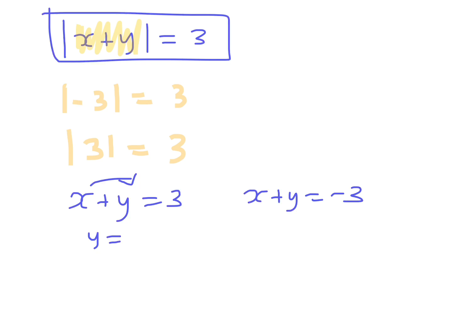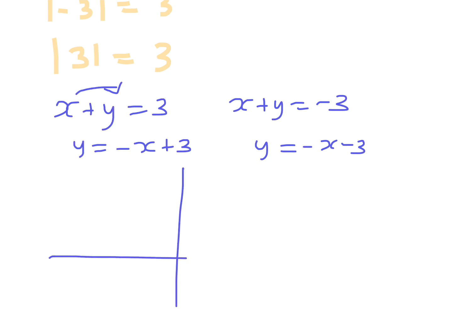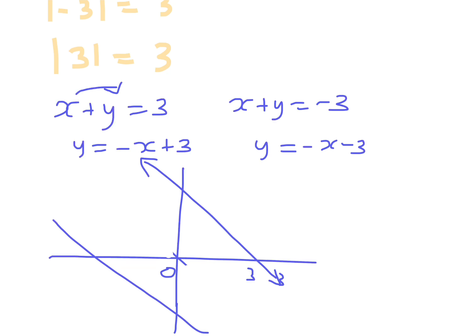Then y would be, if you bring the x over, minus x plus 3, and y will be minus x minus 3. So now when you go to sketch that, y equals minus x, so that's down this way, and then you go up 3, so that would be there. And then when you do the other one, y equals minus x, and then you go minus 3. So that's down there. And they just end up being two parallel lines.